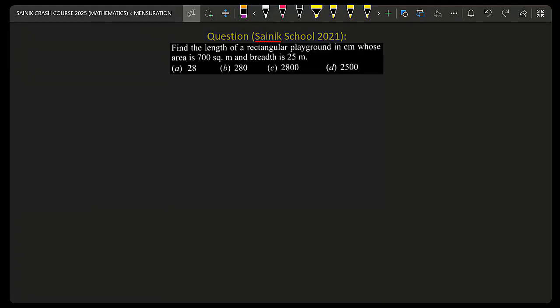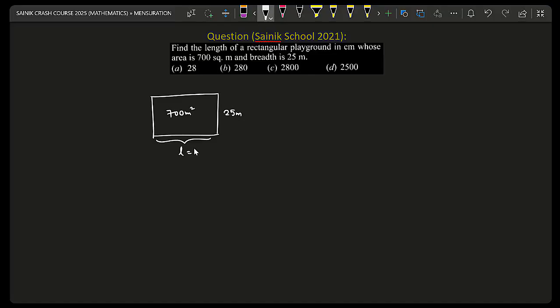Yes, Abhyuday, read the question again. Find the length of the rectangular playground in centimeters whose area is 700 square meters and breadth is 25 meters. Breadth given 25 meters and area given 700 square meters. So you want to find the length in which units? Centimeters. First, let us find it in meters only. Later, we can convert into centimeters.